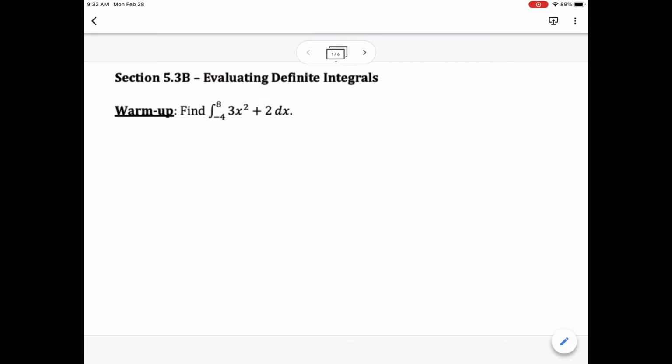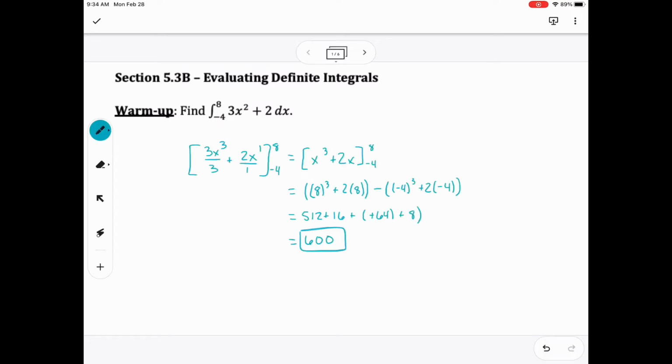Today's lesson is over section 5.3b, continuing to talk about evaluating definite integrals. If you would, take a moment, pause the video, and give the warm-up a try. Now that you're back, as you can see, the answer of the following definite integral should be the value of 600.